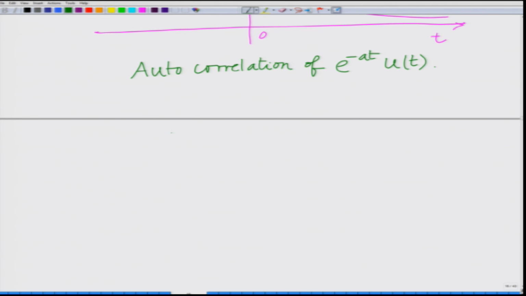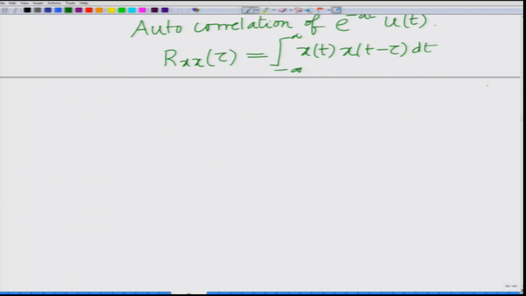Consider Rxx tau equals integral minus infinity to infinity x of t. Well, here the signal is a real signal, so no need for the conjugate, this is x t minus tau dt. Now, consider tau greater than or equal to 0. For this case, if tau is greater than or equal to 0, let us look at how the functions look.